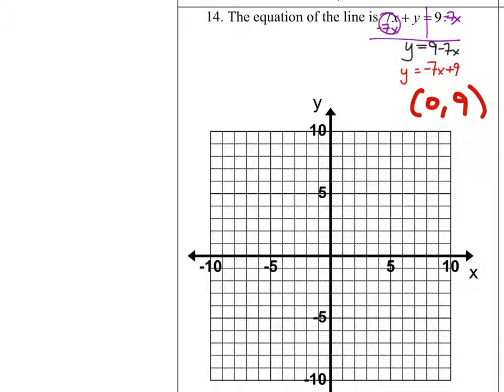Which is right here. And then using the slope, which is -7, I'm going to make it -7/1, which tells me I'll go down 7 and then to the right 1. So down 7, to the right 1, and I'll continue this pattern. It's a pretty steep line. Let's see if I can do this.